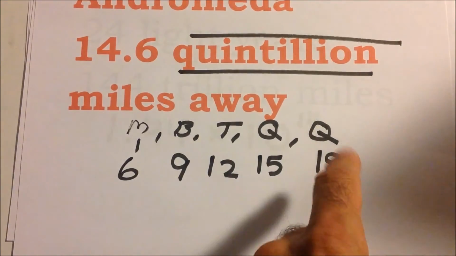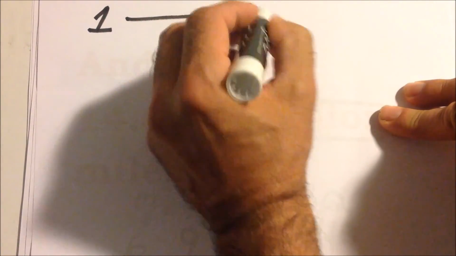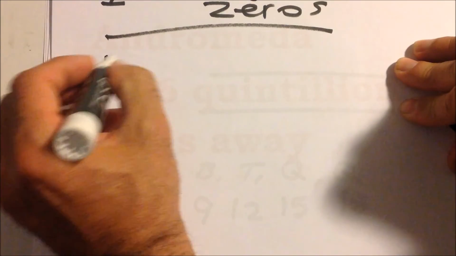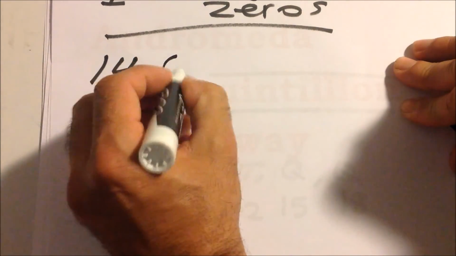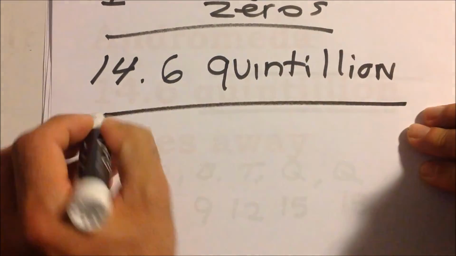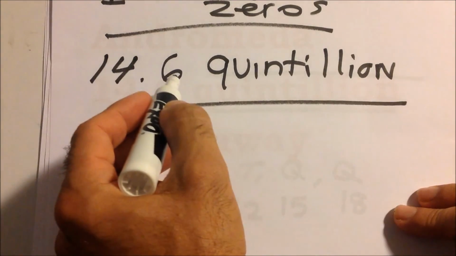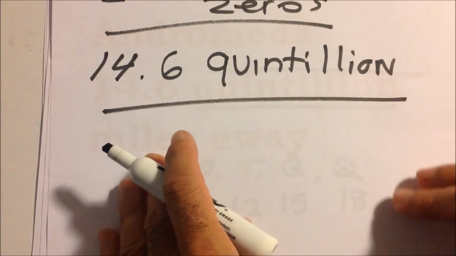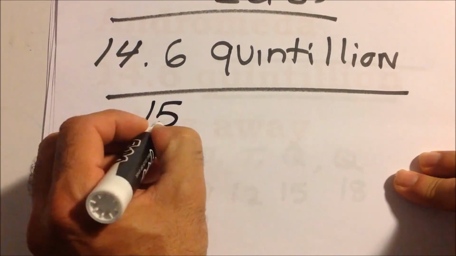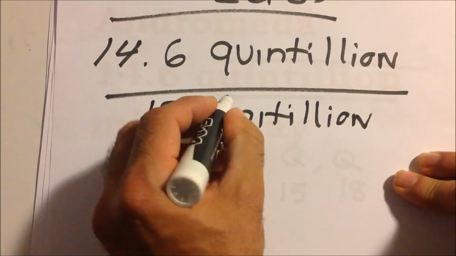Okay, so let's look at this. Remember, there should be 18 zeros in a quintillion. So if I had one quintillion, that would be a one with 18 zeros that will follow, right? 18 zeros. So 14.6 quintillion is actually saying 14 quintillion, 6 quadrillion miles. So you can roughly round it. You can say this is roughly 15 quintillion miles.